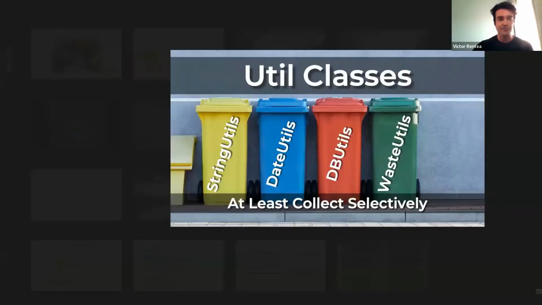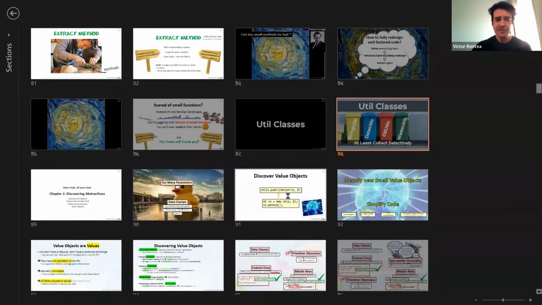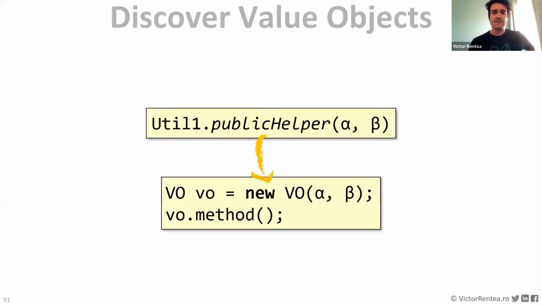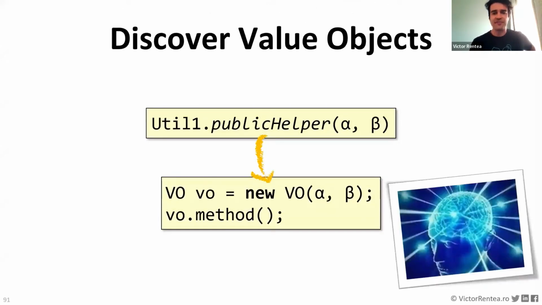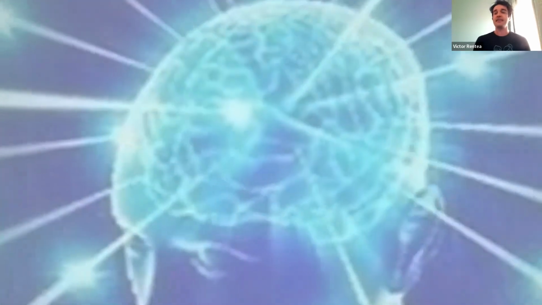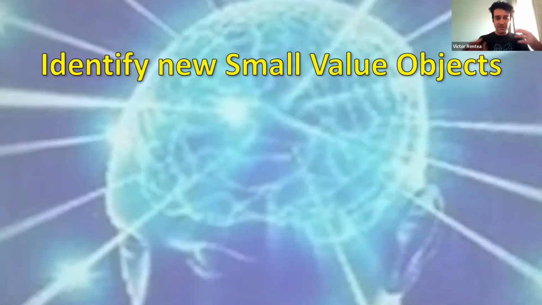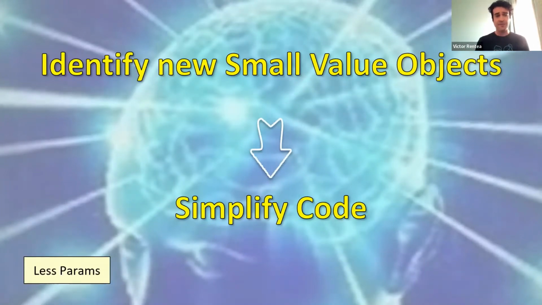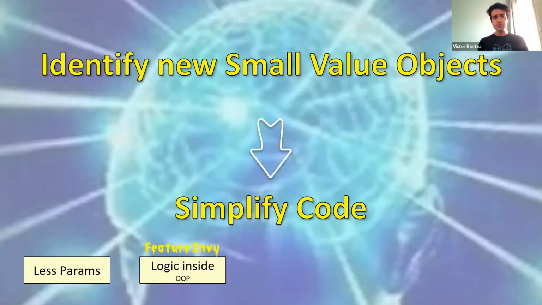Let me recap this for you. You will find some methods, maybe not utils necessarily, but some methods with so many arguments. If that's the case, if you are able to extract, to discover a value object, a new type, a new class that will bundle together some of the arguments, that's a huge gain. Why? Because once you do that, you will then be able to simplify code in many other places. What did we do? We reduced the number of parameters that we had. Then we put logic inside.